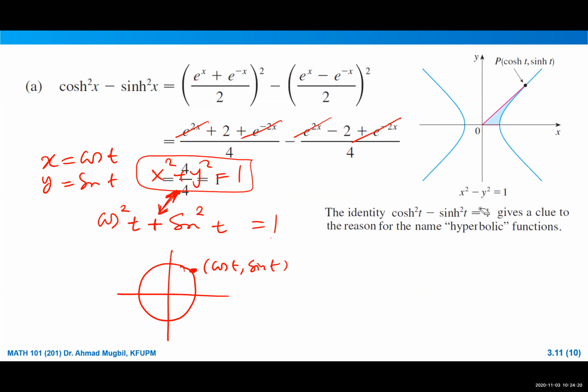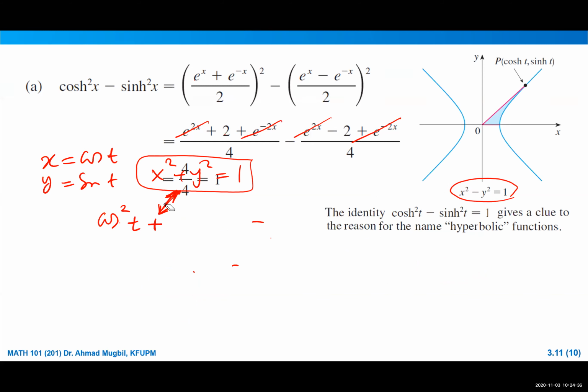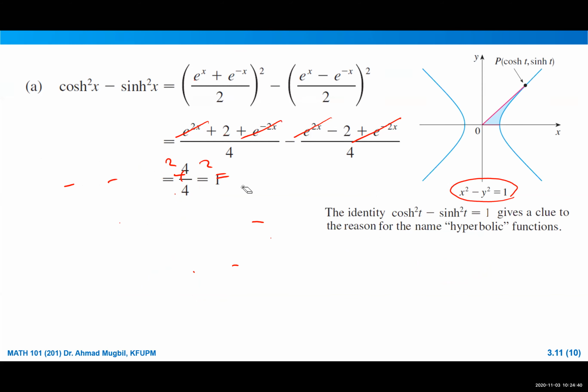We call them hyperbolic functions because the main identity, the main relationship between the cosine and sine, satisfies the equation of a hyperbola centered at the origin. Excellent, ya shabab. So now you know why we call them hyperbolic, why we call them sine and cosine.